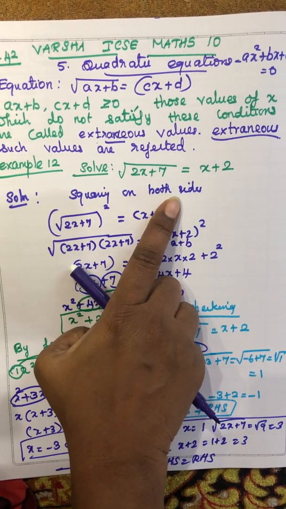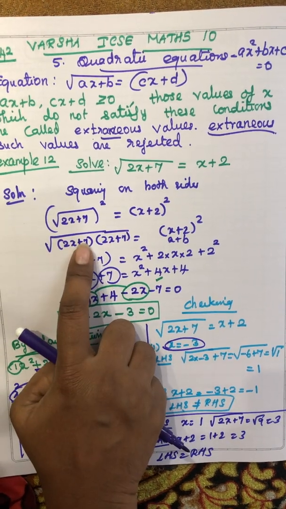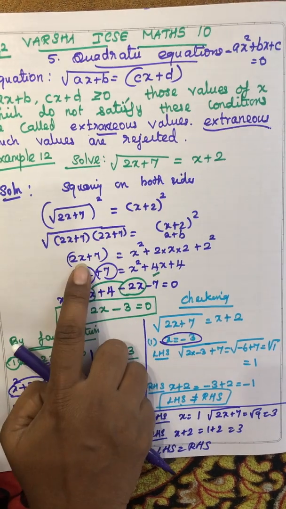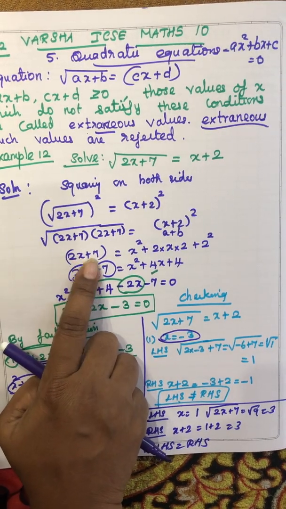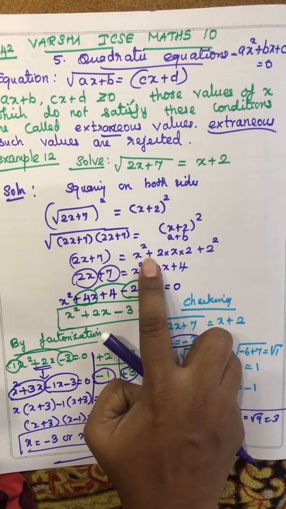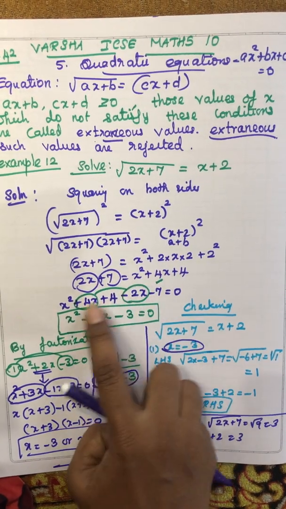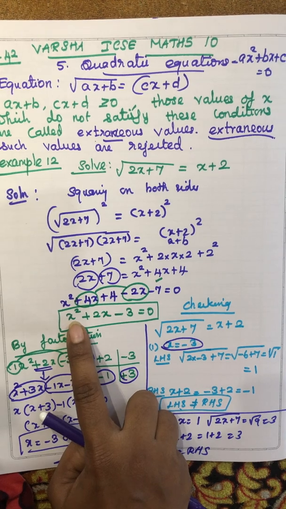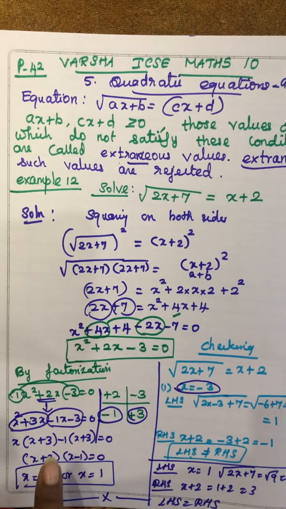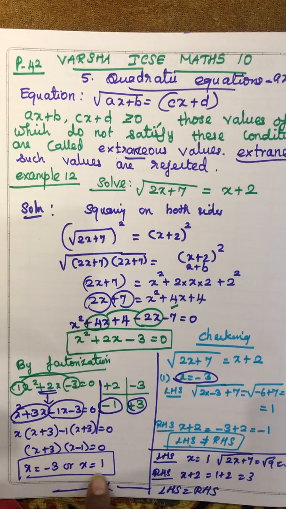squaring on both sides. So when you square, the square root will be removed. Okay, so in the square root you have two terms, so you can take the square root. So 2x plus 7 is obviously 2x plus 7, and this is x squared plus 4x plus 4, using the (a plus b) whole square formula. So when you simplify, you finally get this equation: x squared plus 2x minus 3 equal to 0. And by the factorization method, we are finding the value of x. So that gives x is equal to minus 3 and x is 1.